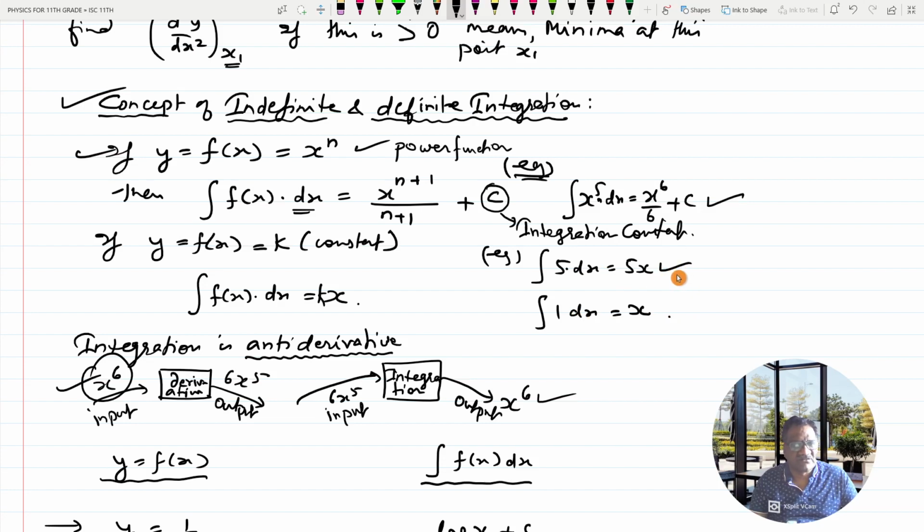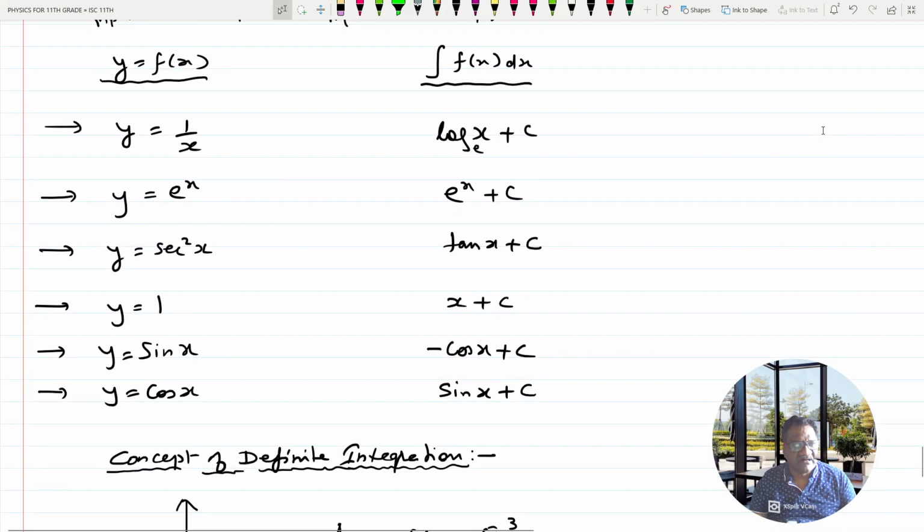Now here there should always be a plus c also. Okay. Because the integration constant will always be there. Okay. So that is about indefinite integration. Okay. Now some more functions. I have given a table over here. These are the functions and these are the integrations of those functions.